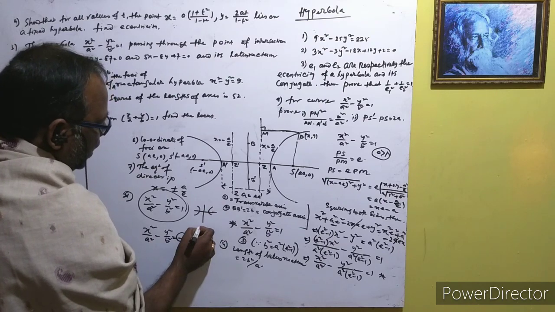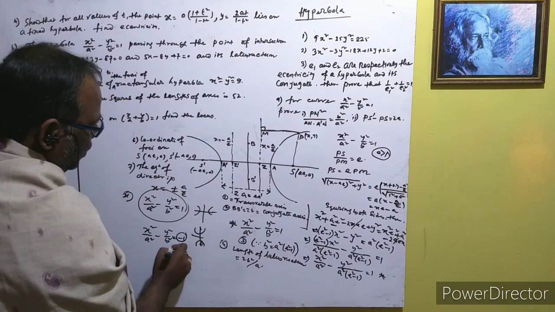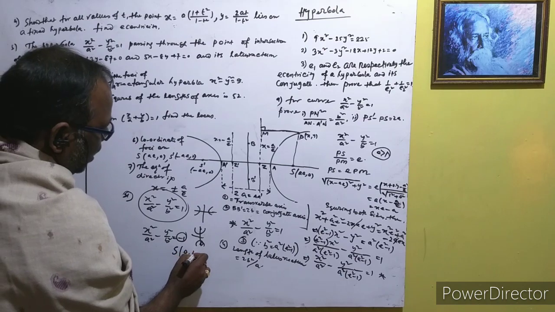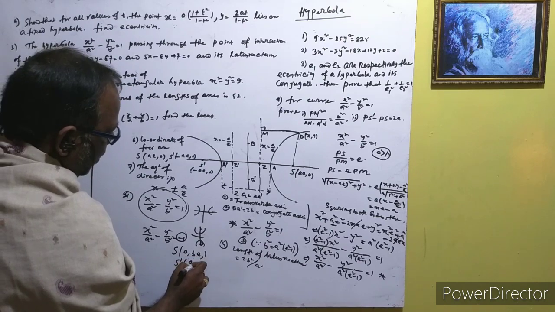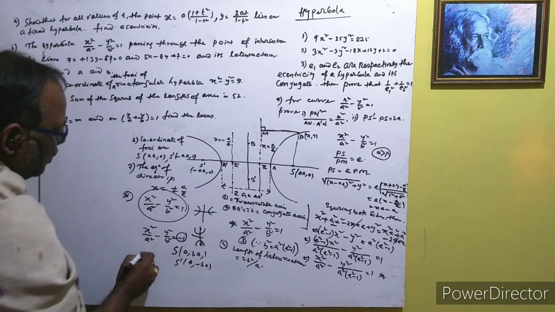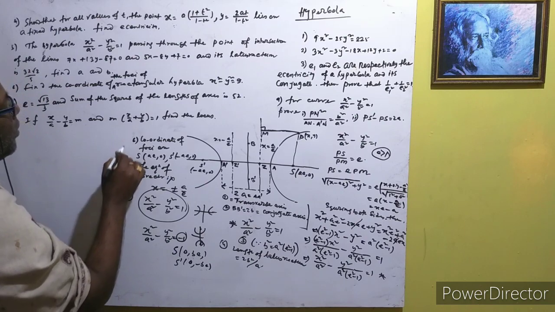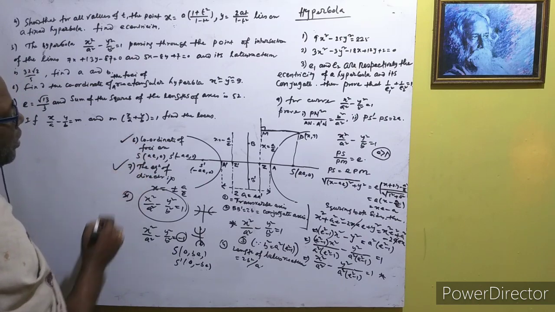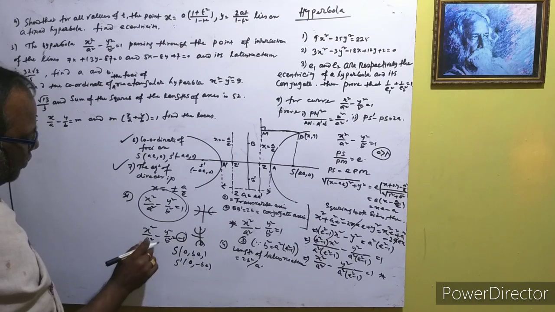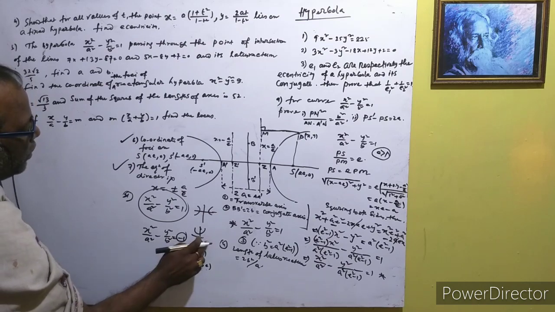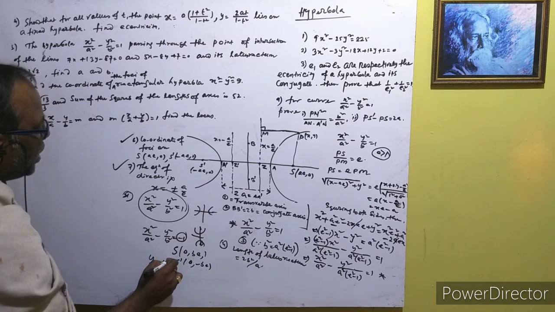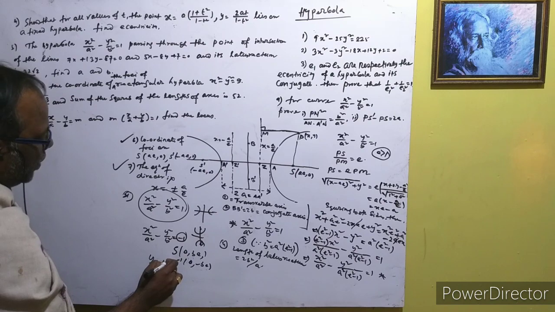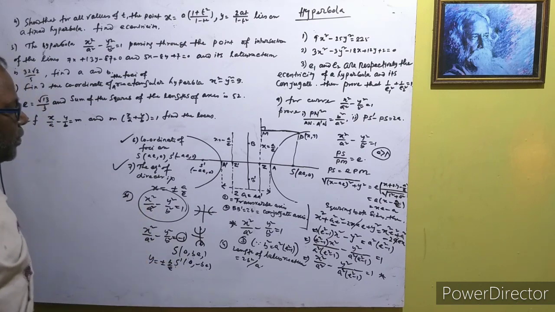So you can easily say that this is the focus. The foci are (0, be) and S dash (0, minus be) for the conjugate hyperbola. And for the equation of directrix, for this drawing we can write y is equal to plus minus b by e. Okay, this is b by e.